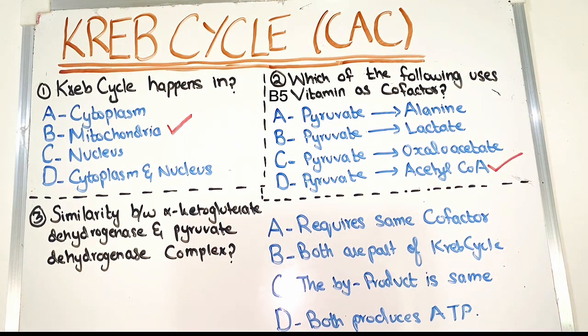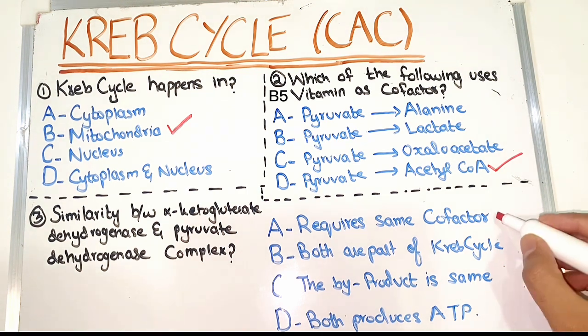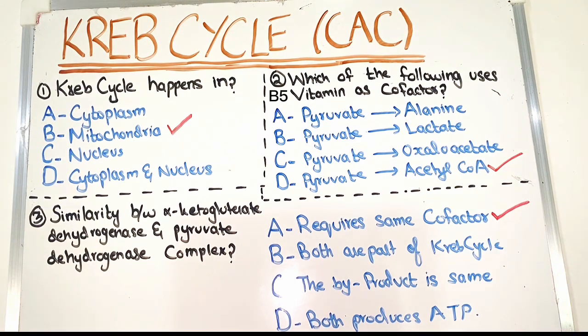Let's go on to the last question. What is the similarity between alpha ketoglutarate dehydrogenase and pyruvate dehydrogenase complex? The answer to this question is that both require the same cofactor, which is A. Both are part of the Krebs cycle? No, they are not both part of the Krebs cycle. The byproduct is the same? No, the byproduct is not the same. One is alpha ketoglutarate, one is pyruvate, and both produce ATP, which is also wrong. One produces NADPH and one consumes ATP.